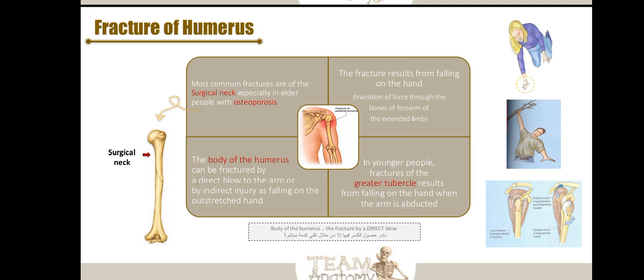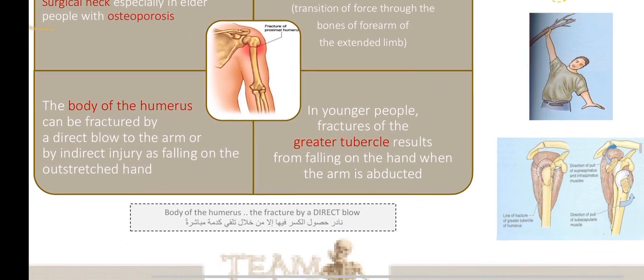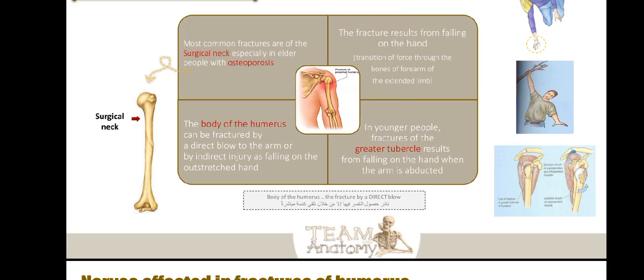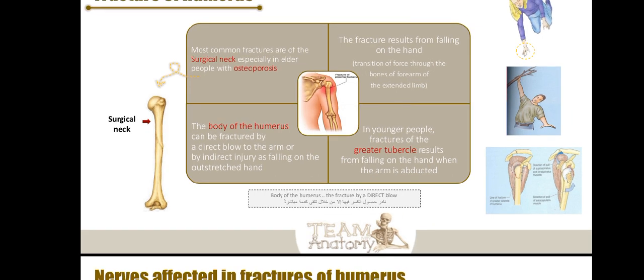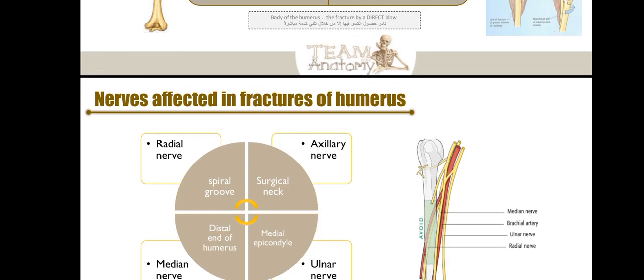And a fracture also results from falling on the arm, okay? Let's say you're falling from a tree, then you actually get to grab a branch. You actually put the whole weight of your body on your arm. You could fracture it, okay? In younger people, fractures of the greater tubercle result from falling on the hand when the arm is abducted. What is abduction? What is adduction? Okay, so I know we really have a long way to go on this medical terminology, so I'll actually make a video on it.